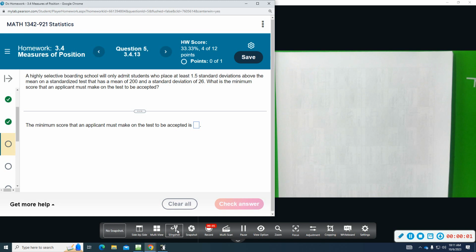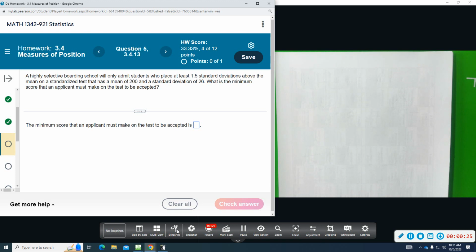All right, question number 5 says a highly selected boarding school will only admit students who place in at least 1.5 standard deviations above the mean on the standardized test that has a mean of 200 and a standard deviation of 26. What is the minimum score that an applicant must make on the test to be accepted?